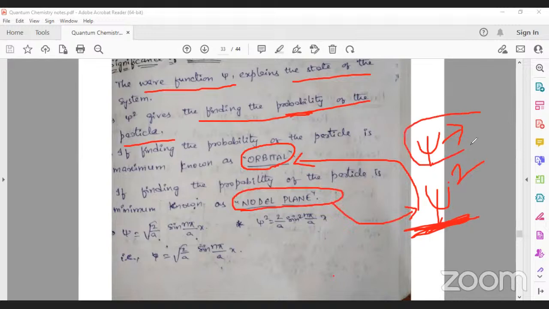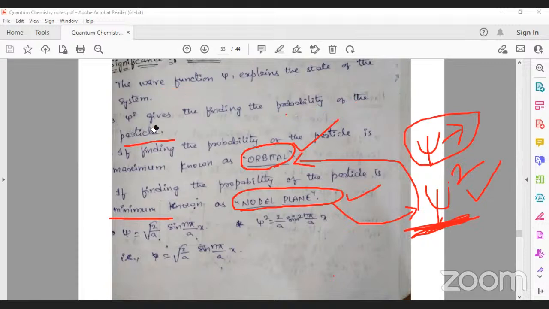We will get the psi value only, but we have to do psi square. Where psi square will be maximum, that should be considered as an orbital. Where psi square becomes a minimum, that should be considered as a nodal plane. That is, if the probability of finding the particle is maximum, that is known as an orbital. If the probability of finding the particle is minimum, that is known as a nodal plane. So these things will be explained by psi and psi square.